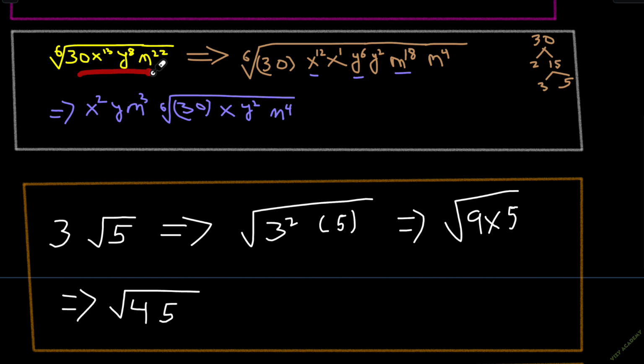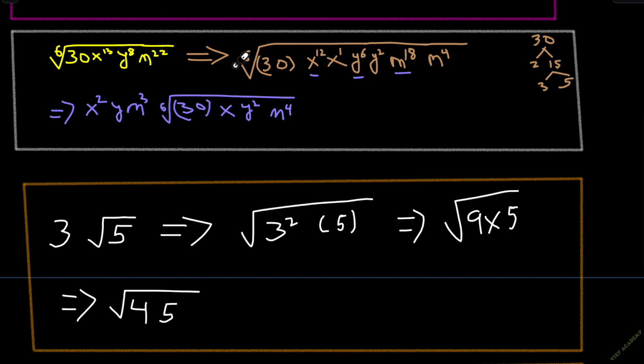Now when we have variables, then things become a little bit tricky. So here we are finding 6th root of 30 times x to the power of 13, y to the power of 8, m to the power of 22. Again we have a number and variables with it.